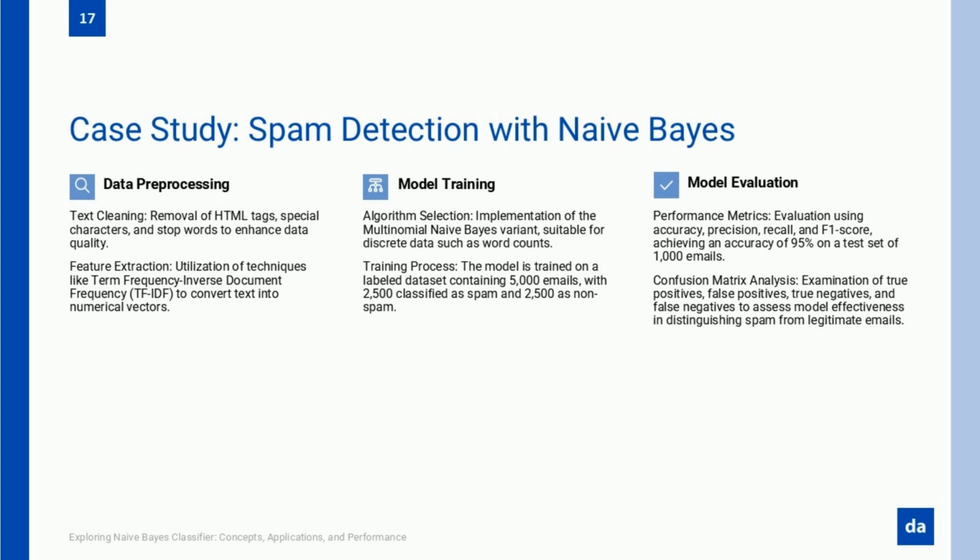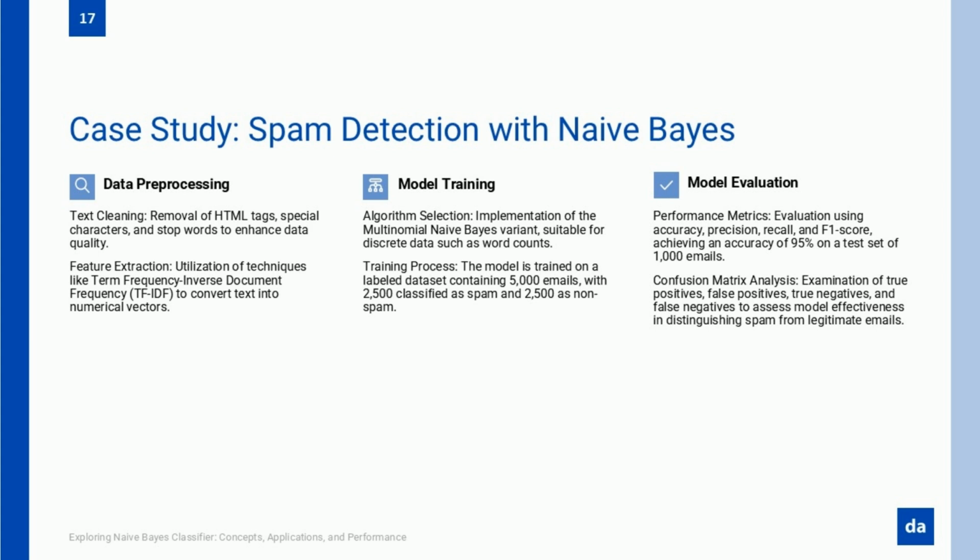Next, the dataset is split into training and testing sets. Typically, 80% of the emails are used for training, allowing the model to learn from labeled examples, while 20% are reserved for testing to evaluate performance. This ensures that the model generalizes well to unseen emails rather than memorizing patterns from the training set.